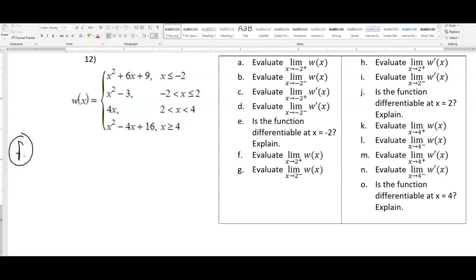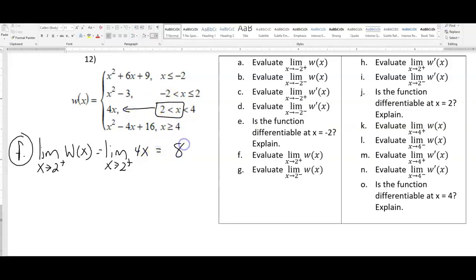So the limit as x is approaching 2 from the right of w(x). If I'm approaching +2 from the right, I'm looking for where x is greater than 2, and that would be right here, so I'm using this piece. And direct substitution gives me 8.